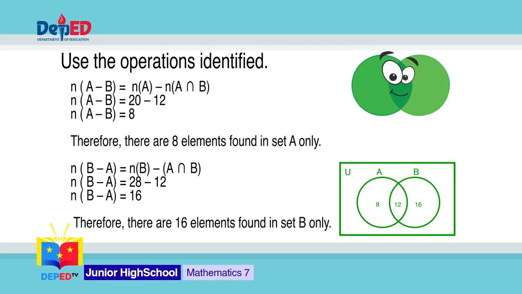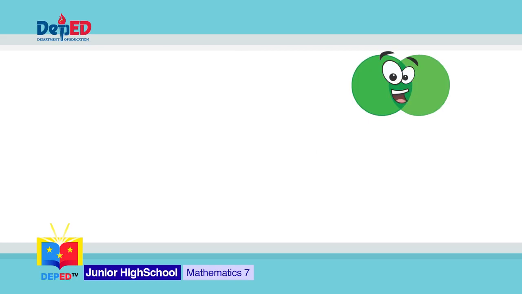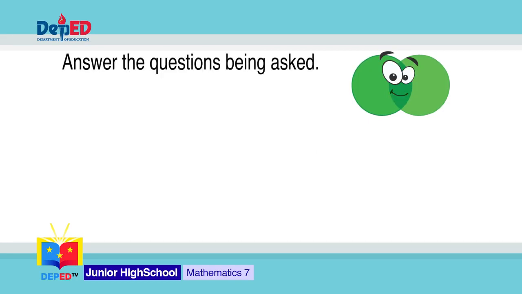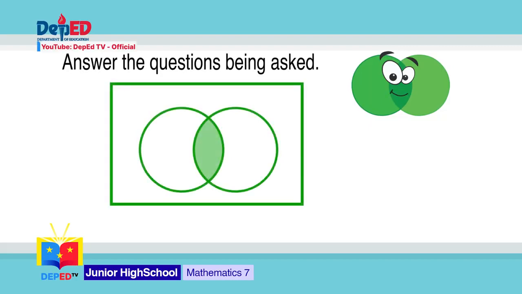Now, we can already do the final step, which is answer the questions being asked. In the Venn diagram, the area in question is the region where circles for set A and set B overlap. Our final answer is therefore the cardinality of the set representing A intersection B is equal to 12.